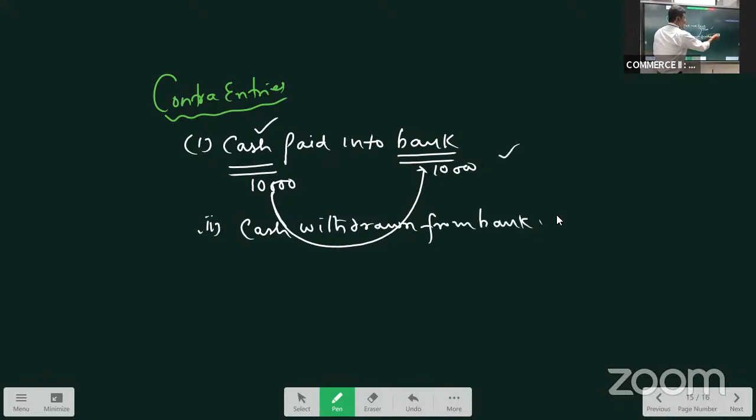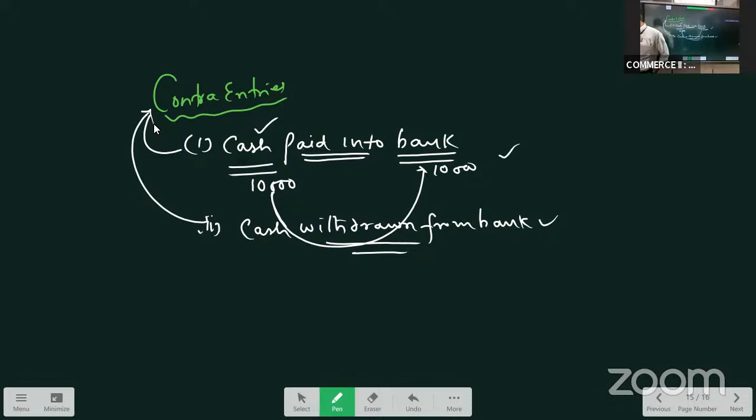Here also, there will not be any effect on our balance position. Cash balance and bank balance are one and the same here, so there won't be any effect. Cash paid into bank and cash withdrawn from bank. These two transactions are recorded as contra entries.